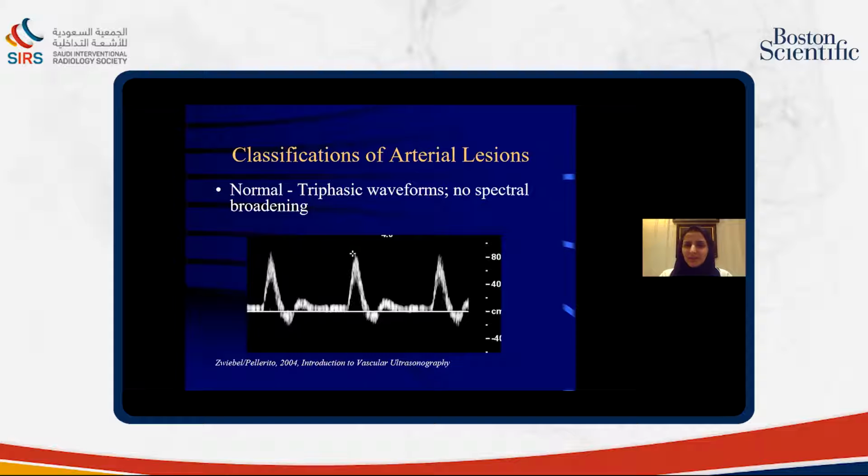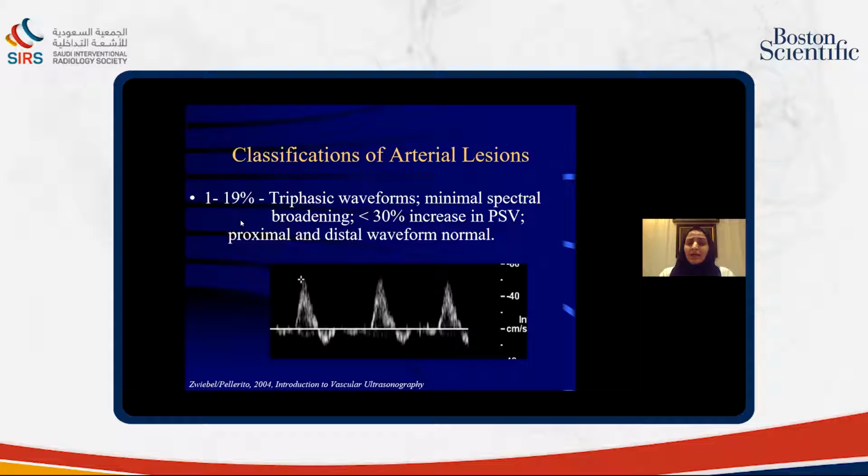Classification of arterial lesions. Normal, this is normal waveform, triphasic, and no spectral broadening, very clear window here, or clear envelope, okay? In case there is stenosis, why I said the clear window is very important when we do the ultrasound Doppler, it's because it goes to the criteria to define the stenosis.